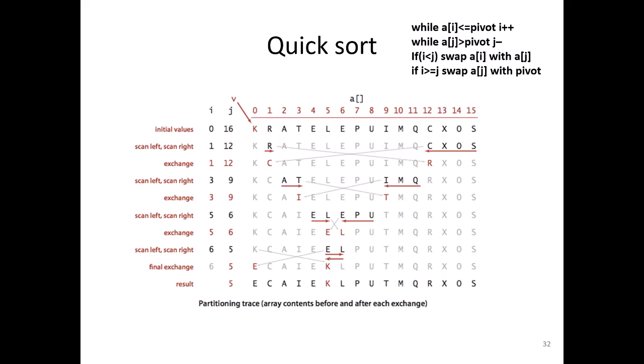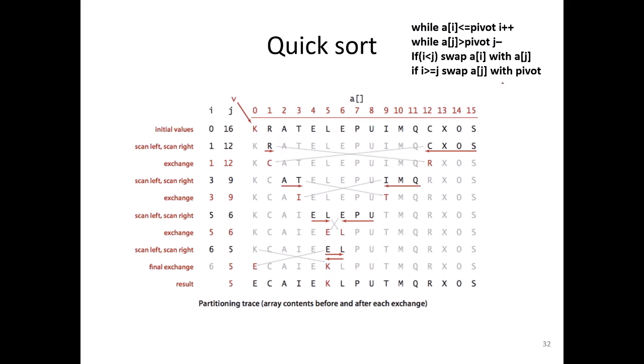This a of j is L. L is compared with k. L is greater than k, no? So just decrement the j value. You have crossed I here. Now a of j, that is e, is compared with k. E is less than k, no? Just stop it and check I less than j. So I is not less than j. So the condition goes to I greater than or equal to j. So I is greater than or equal to j only, because I crosses j, no?